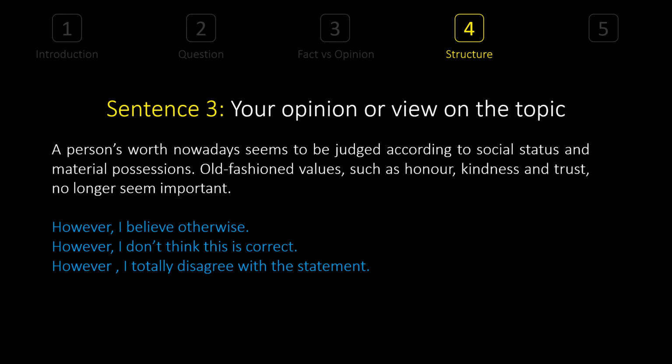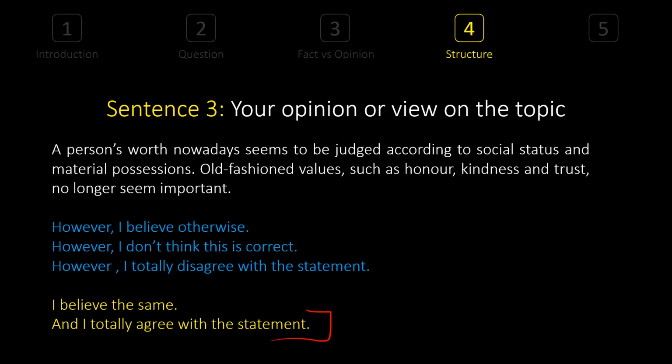It's very important that you clearly mention "I", because this is your opinion. You cannot say it in an indirect tone. You have to be in passive, or you have to be active. Your voice should be active here, that you as a subject, what do you think? Okay, good. The second part would be, if you have a positive tone, that means you're going with the flow or with the opinion. I believe the same, and I totally agree with the statement.